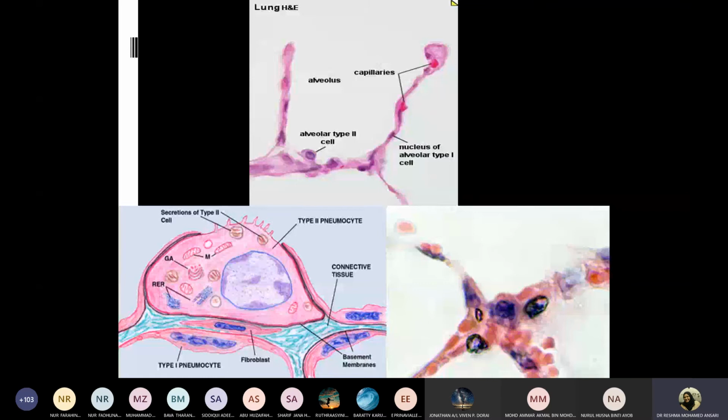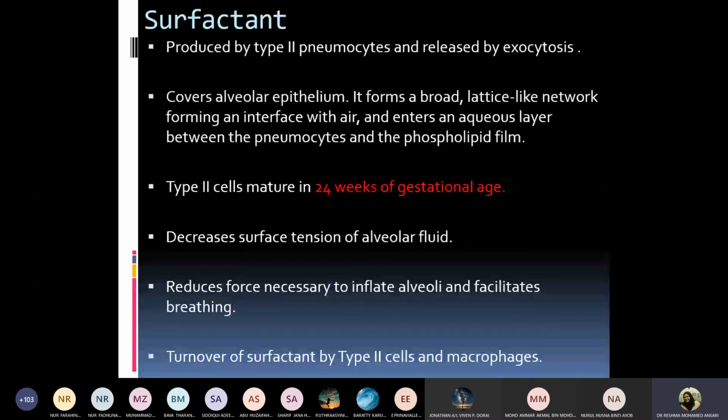So what is surfactant? It is produced by type 2 pneumocytes and released by exocytosis. It forms a network on the surface of the alveoli between the pneumocytes and the phospholipid film. I think Dr. Atika would have taught you about this. When do type 2 cells mature? 24 weeks. So if a baby is born before 24 weeks of age, it is very difficult for the infant to survive.